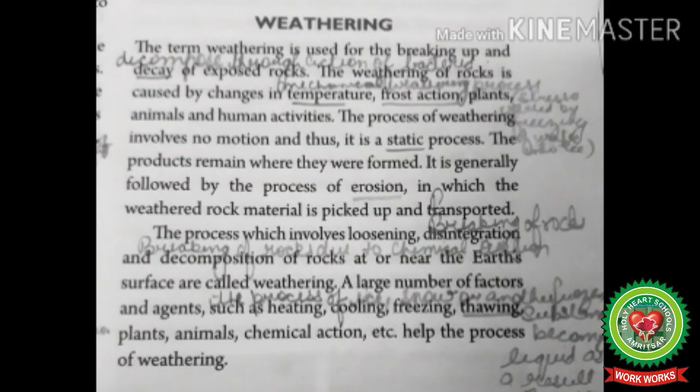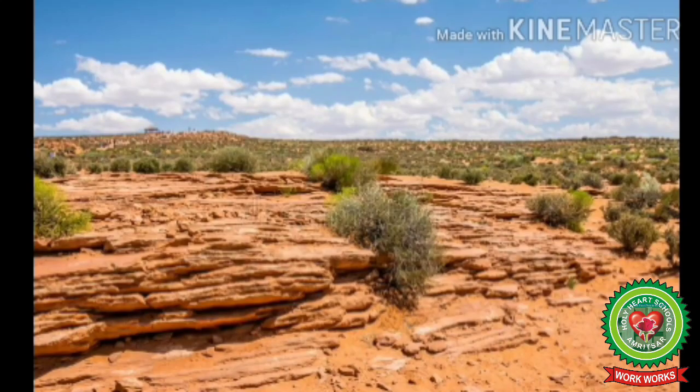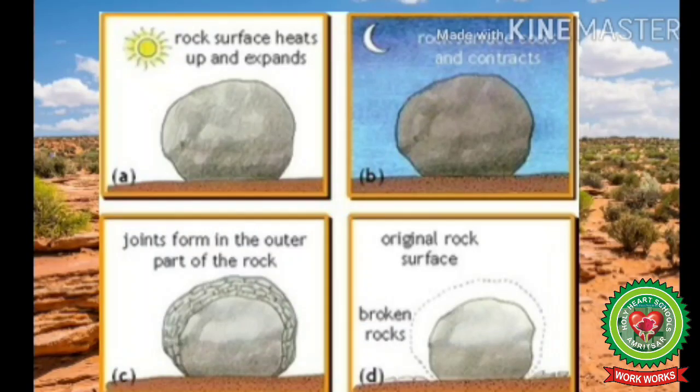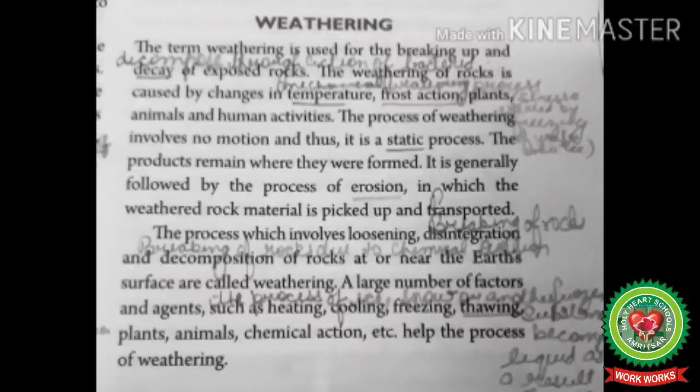So now let's read. The term weathering is used for breaking up and decay of exposed rocks. Decay means decomposed by the action of bacteria. The weathering of rocks is caused by the change in temperature. This can easily be seen in sandy, arid and semi-arid regions where the diurnal range of temperature is quite high. This causes the expansion of rocks during the day and contraction during the night, and this leads to the disintegration of rocks.